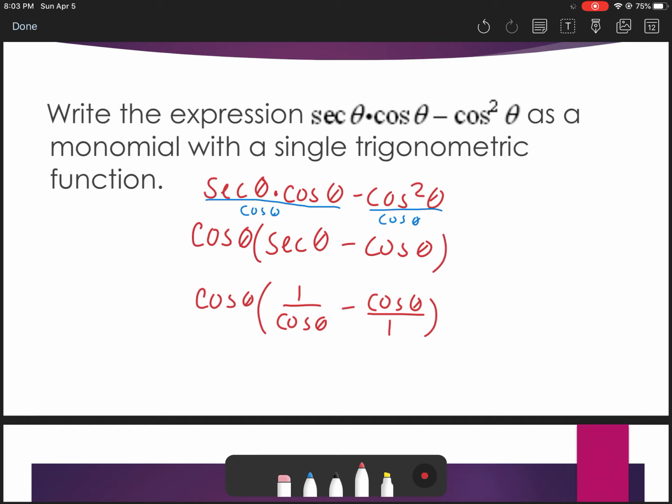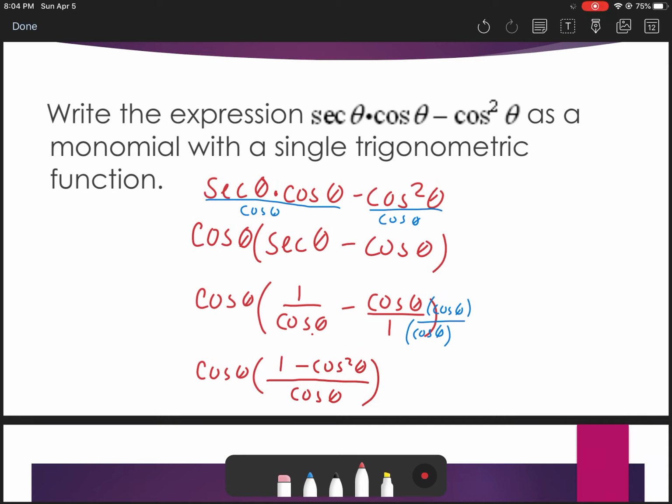And now here, what we want to do is get a common denominator. So cosine theta over, now cosine theta, in parentheses, cosine theta is going to be our denominator. Okay, so what that means is we're going to multiply the 1 over here by cosine of theta, and we got to do the same thing on top. Okay, that's going to become then 1 minus cosine squared of theta all over cosine theta.